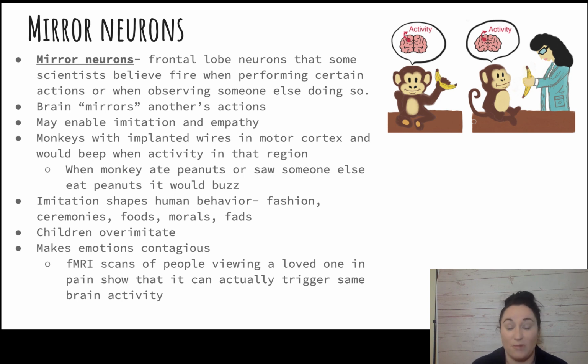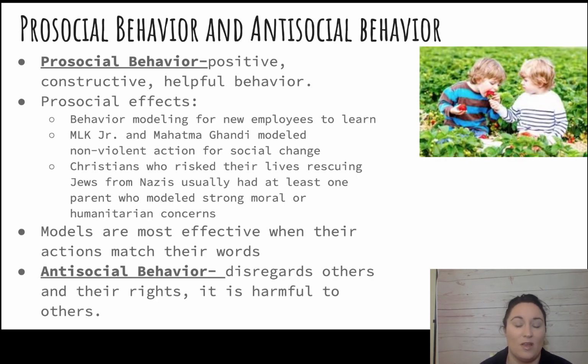These mirror neurons can make emotions contagious. This desire of ours to imitate others can allow us to feel others' emotions. In fMRI scans where people view a loved one who's in pain, it actually triggers the same brain activity as if they were themselves experiencing the pain. So these mirror neurons are very interesting, very new, and something that tends to come up in some way or another.